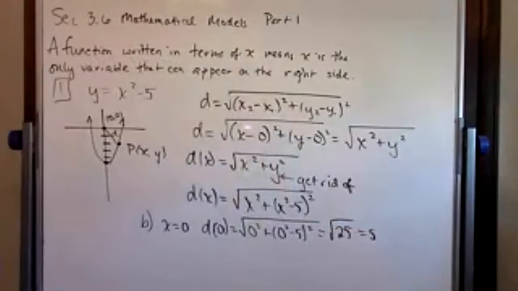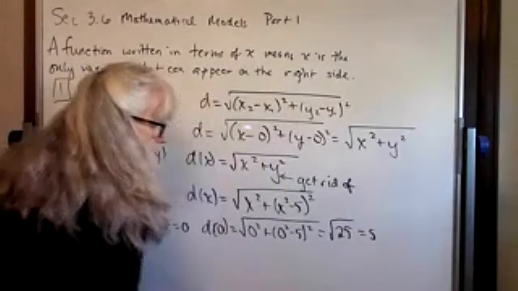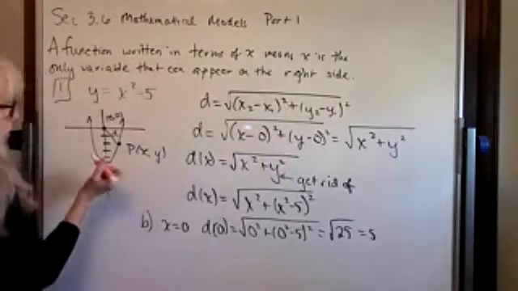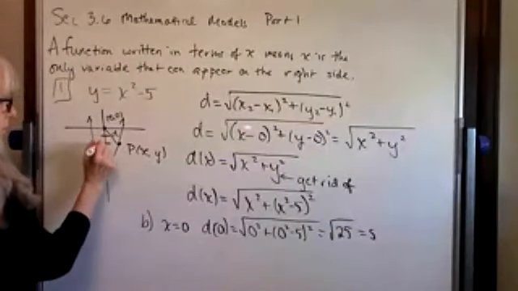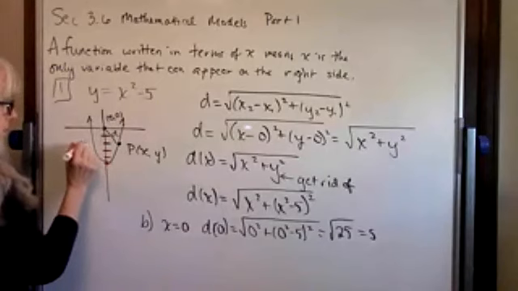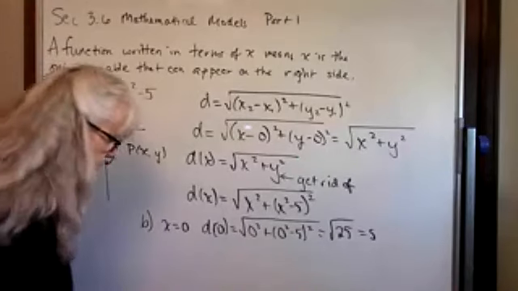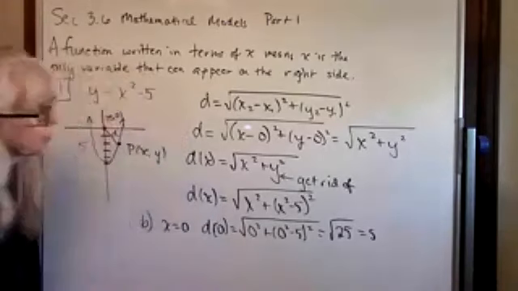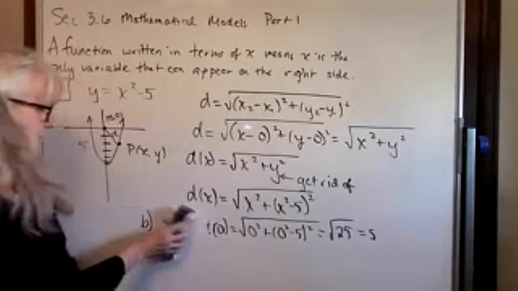Well, that was a nice numerical answer. And it should make sense why the answer is 5, because if x is 0, this is where we're at. We're at this point right here. And how far is this point from the origin? Well, it's 5 units from the origin. So that answer of 5 makes perfect sense in terms of the problem. So there's your first building of a function using the distance formula as a starting spot.